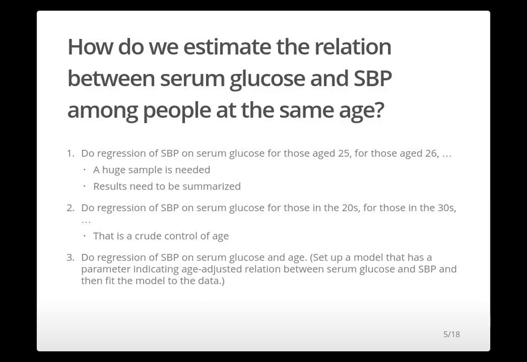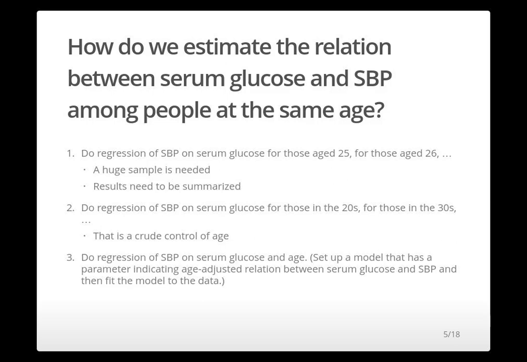Also, we get a regression result for those aged 25, another result for those aged 26, another for those aged 27, and so on. So we will end up with many estimates of the regression coefficient, which need to be summarized using a proper statistical procedure.